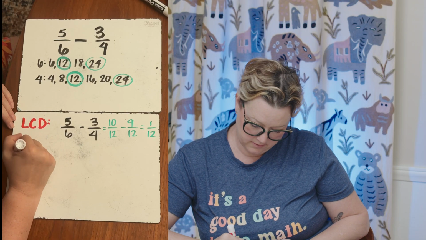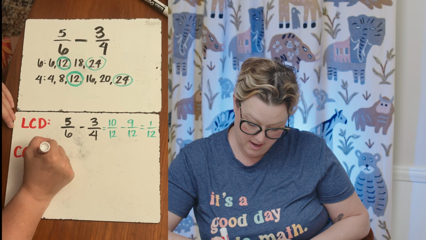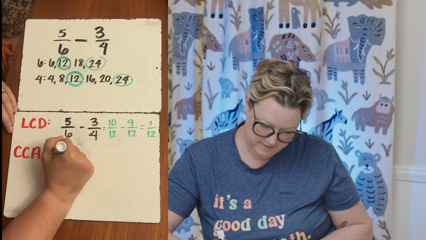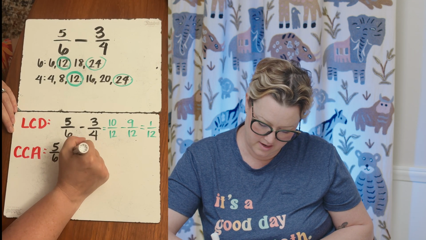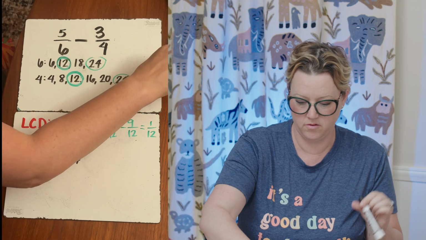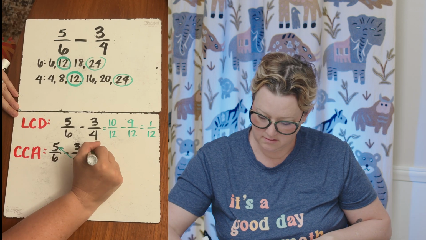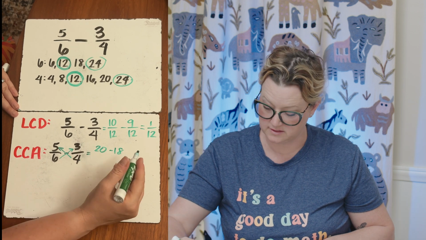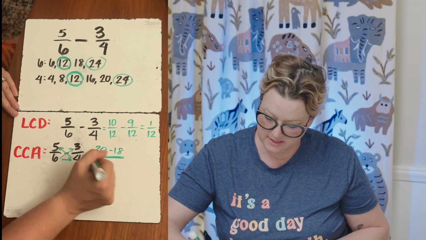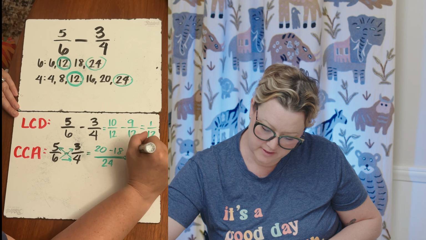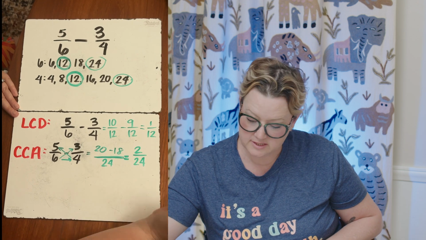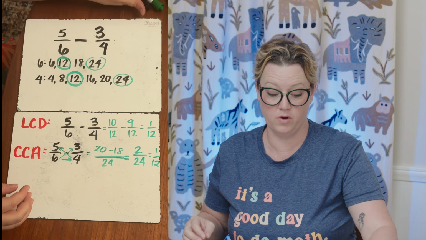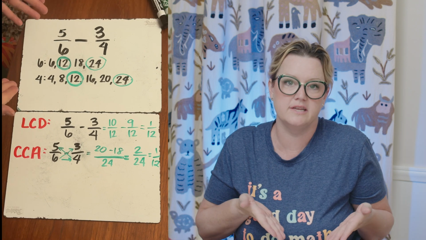If you're going to use CCA, not CCR, crisscross applesauce, I've got 5/6 minus 3/4. I'm going to go criss, which is 20, cross, which is 18. I'm using the minus because it's a subtraction problem, over applesauce, which is 24. That gives me 2 over 24, which simplifies down to 1/12. If you really want to avoid simplifying, you use least common denominator.